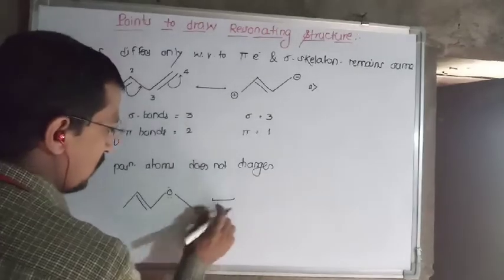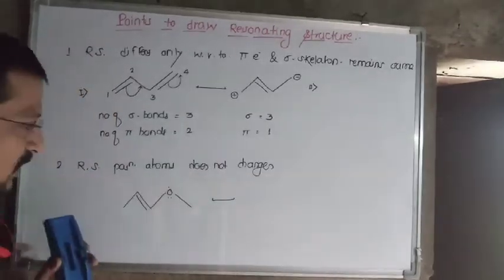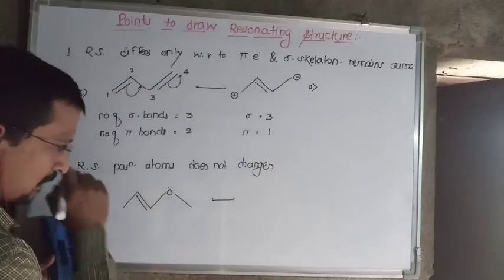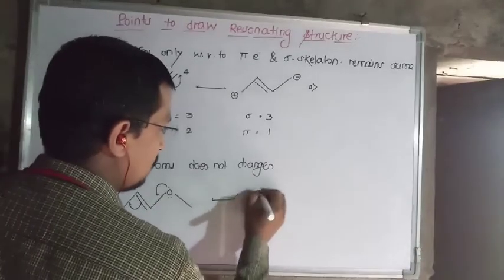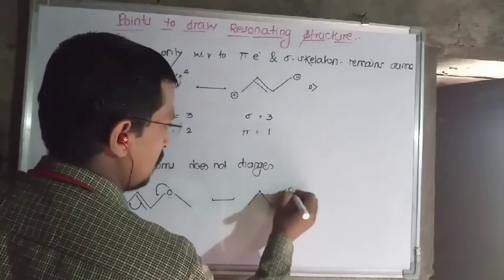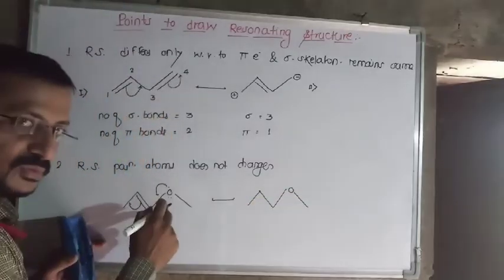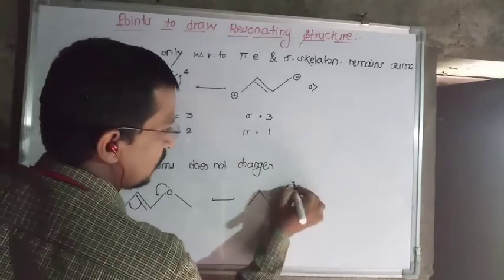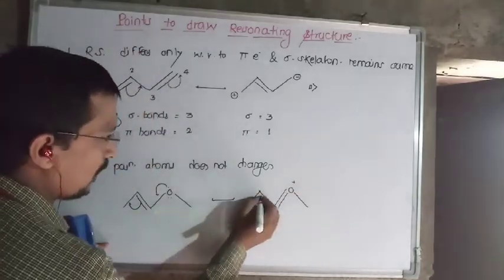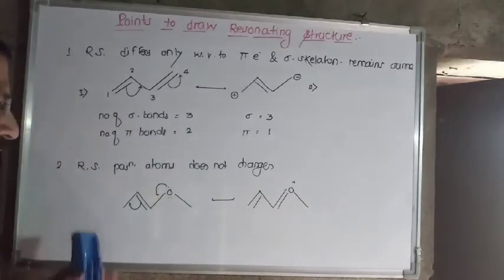If I resonate here, this is a 2 plus charge. If the lone pair comes here, then what's here? Oxygen, from there, a double bond has formed here, isn't it? So in this case, one positive charge, and here the pi bond is shifted. Pi bond is shifted, isn't it?